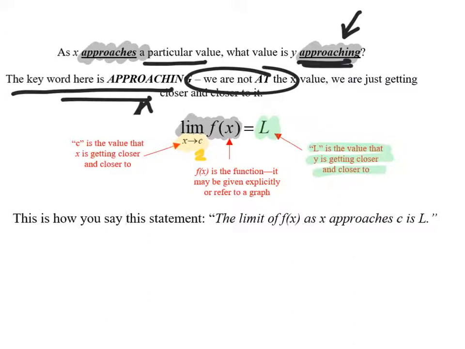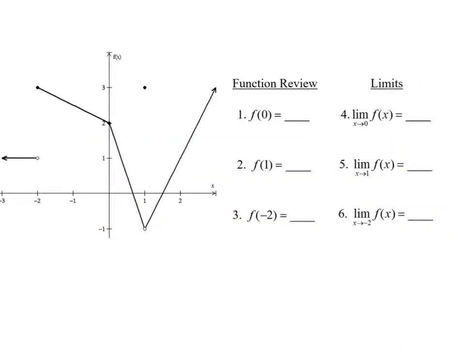So how it's said, if you were to say it in a sentence, is just the limit of f of x as x approaches c is L. And L represents the limit of that function as x approaches c. So let's look at some examples. So let's do a little quick review of just functions. This is f of 0. So ultimately what that means is we go to x equaling 0, and we want to know the function's value at 0, which is 2. So in goes our 2.